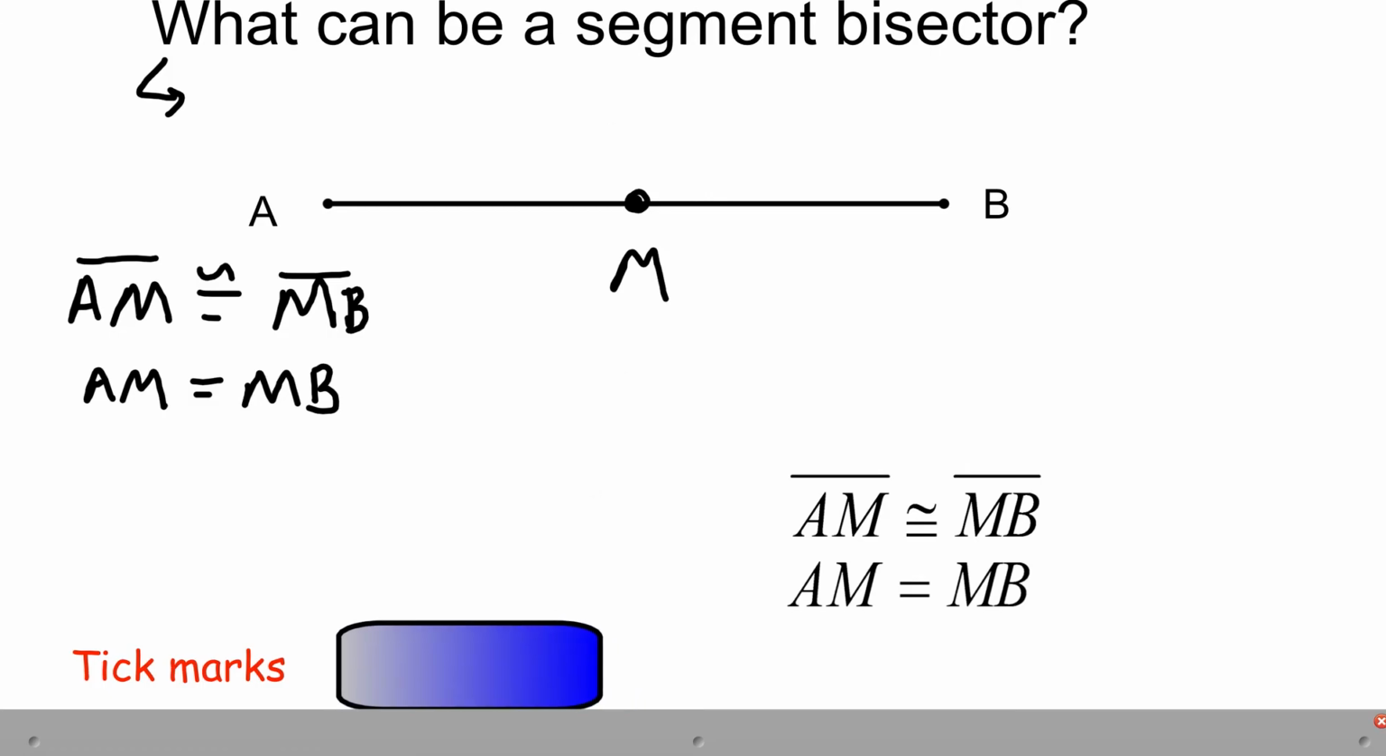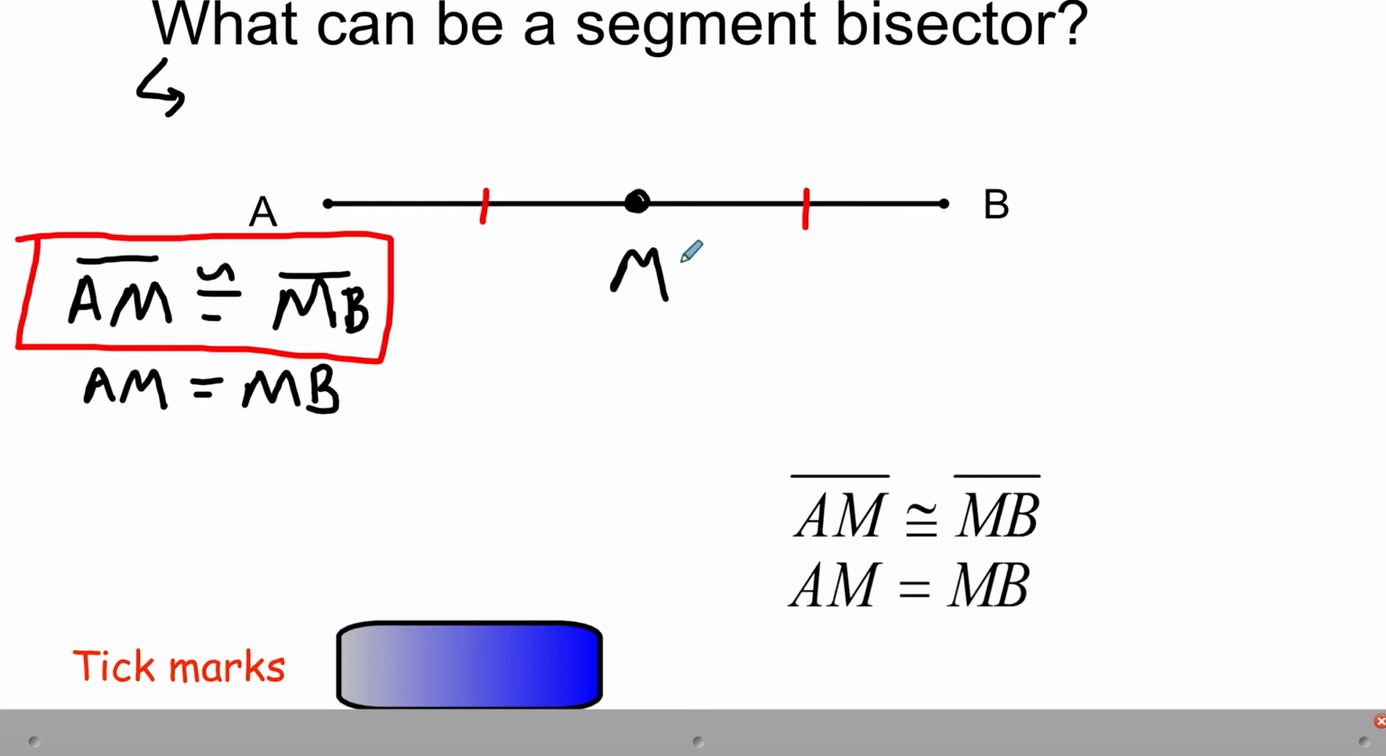Okay, so tick marks tell you what segments are congruent. If two segments are congruent in one of my pictures, then we just put a little red tick mark through it. These two tick marks say that segment AM is congruent to segment MB, which makes M a midpoint.